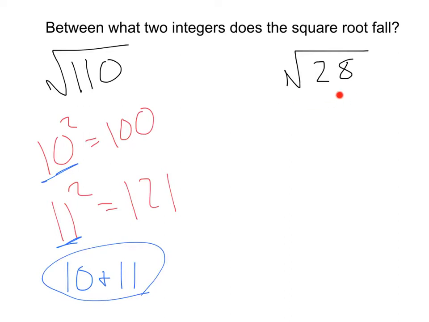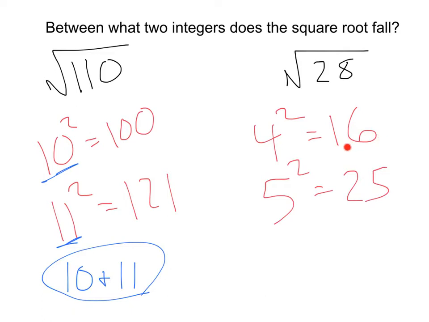Looking up to this problem, I have the square root of 28. Let's go ahead and try 4 squared. 4 times 4 is 16. Okay, moving on. What about 5 squared? 5 times 5 is 25. All right, so I've got 4 times 4 is 16, 5 times 5 is 25. Now 28 is not in between these. 28 is actually larger than 25. So it's not 4 and 5. I need to get bigger.